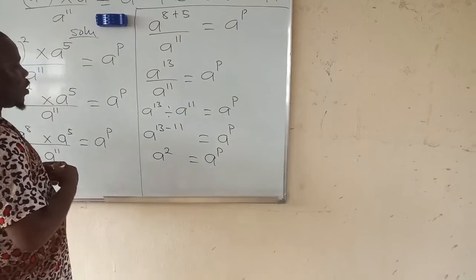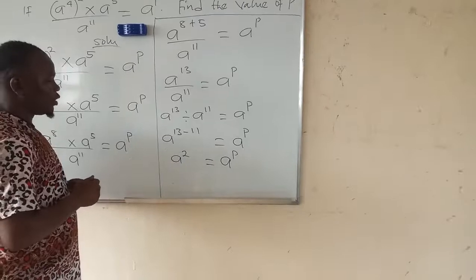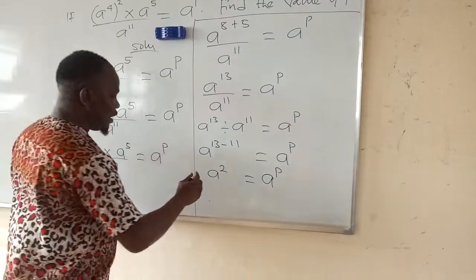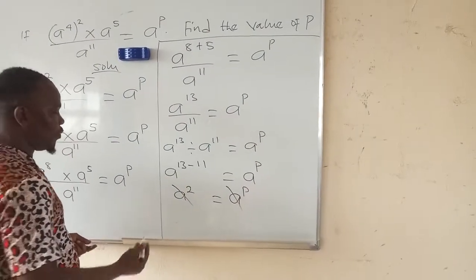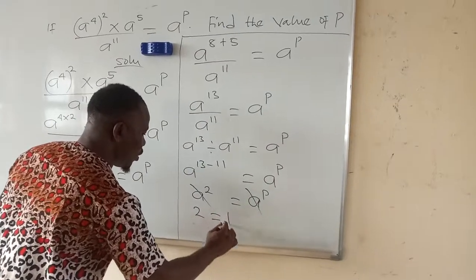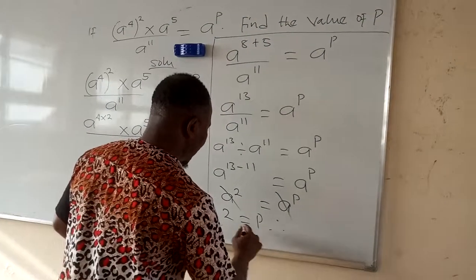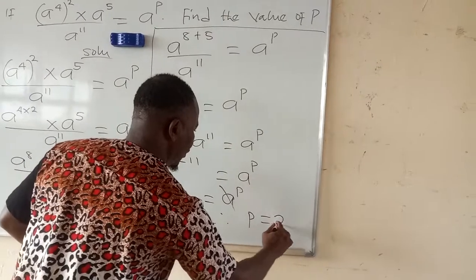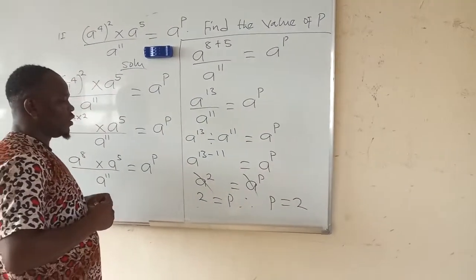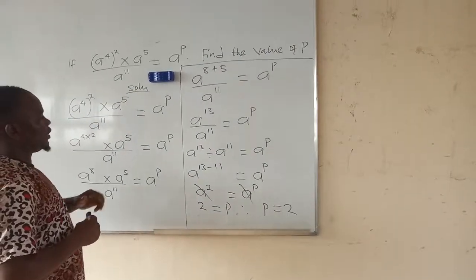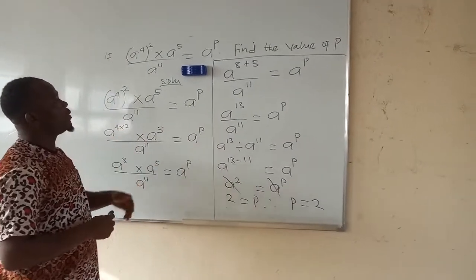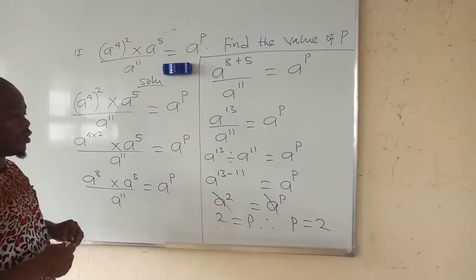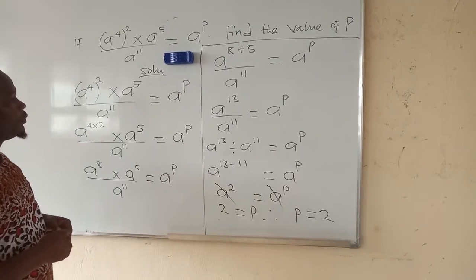So without loss of generality, you know that the a's cancel. Then our 2 is equal to p. Therefore, our p is equal to 2. This is the final answer. And this is how to solve problems of this form. Any question? No question? Thank you.